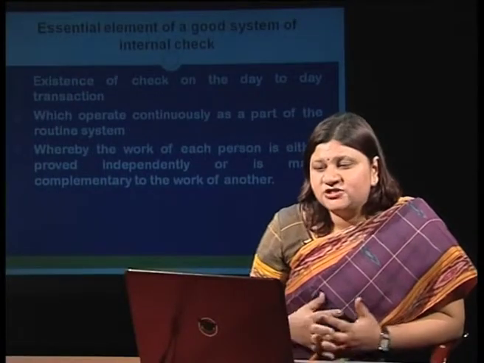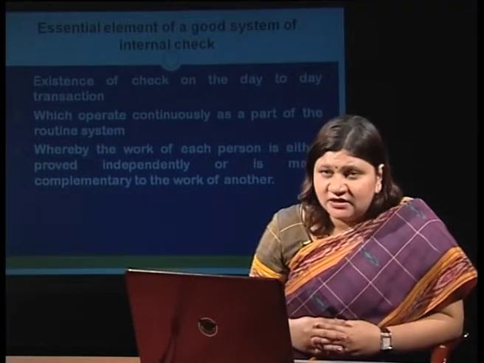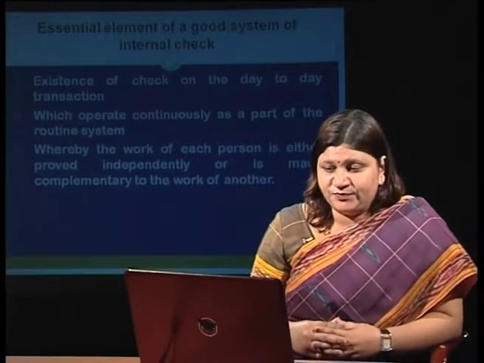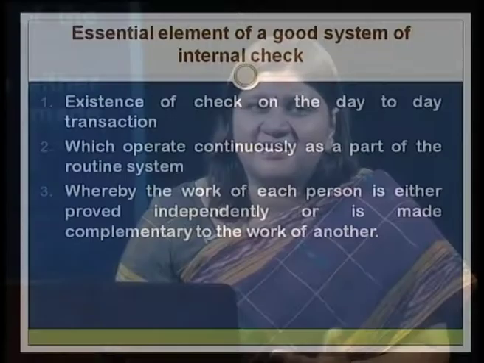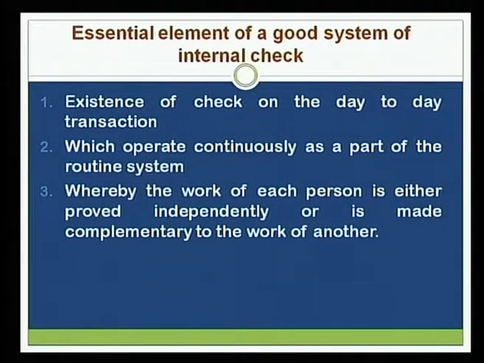So what are the essential elements of a good system of internal check? Let us understand them. The first one is existence of check on the day-to-day transactions. Secondly, it operates continuously as a part of the routine system. That means the internal check will be there continuously as a part of the routine system. Every day such checks are to be there in the system, whereby the work of each person is either proved independently or is made complementary to the work of others.